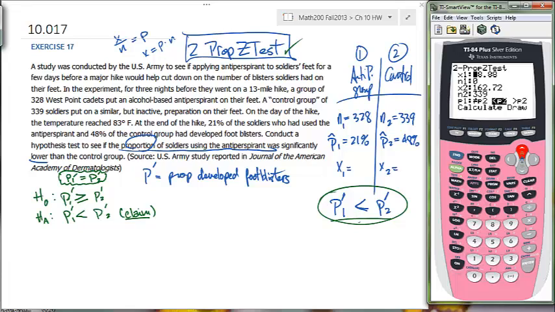So let's round this off to 69. And then looks like this disappeared. Let's call it 328. And then let's call this 163, rounding off again. And then 339. Okay, I think we're all set now. So enough fooling around. Let's go get our results. So we get a z and a p-value.